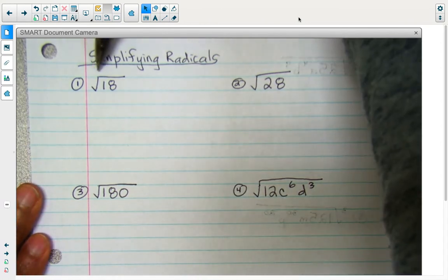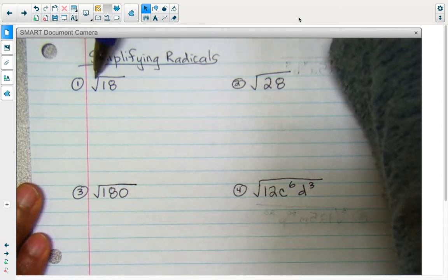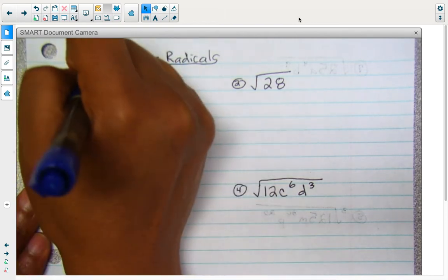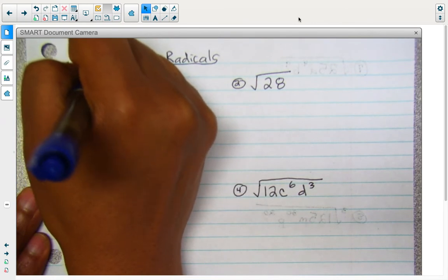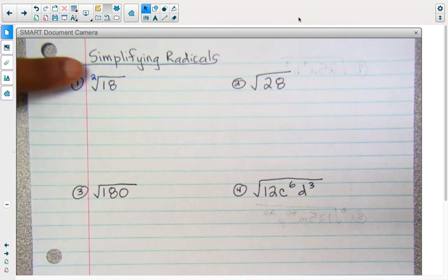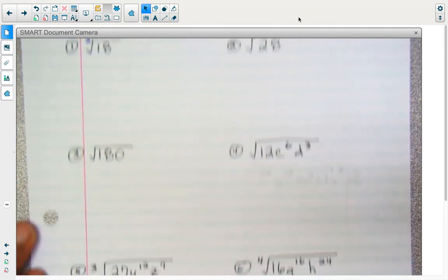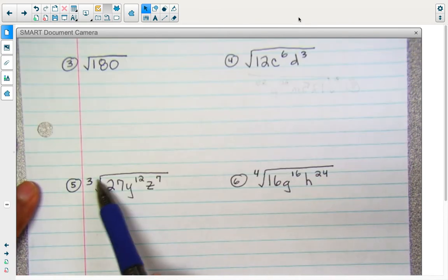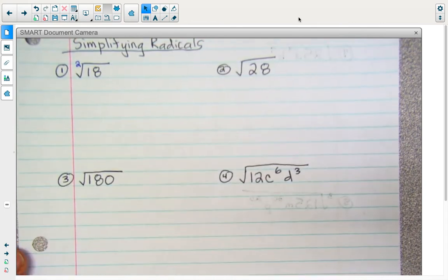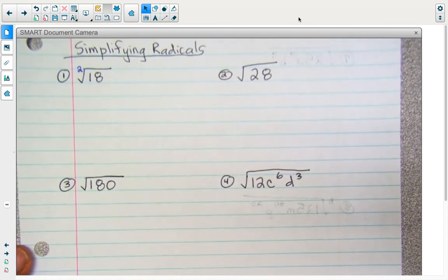Now, there's a little number on the outside called an index. Most of the time, you do not see it because it's assumed to be the number 2. So if you see a square root and there's no number on the outside, that assumed number is the number 2. In a few more examples, as I go down, we'll change the index to 3 or we'll change the index to 4. But for right now, we'll start with some problems where the index is the number 2.